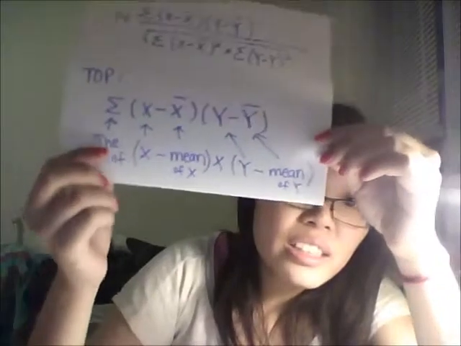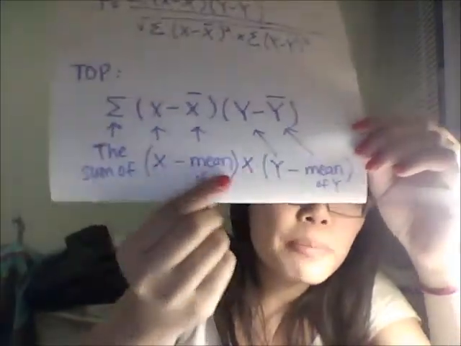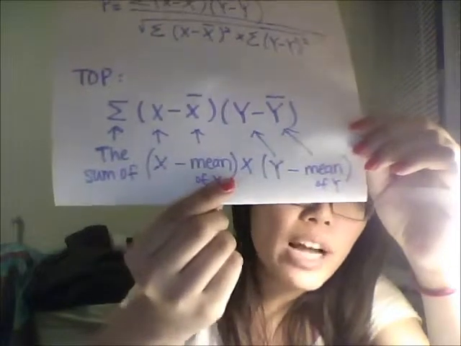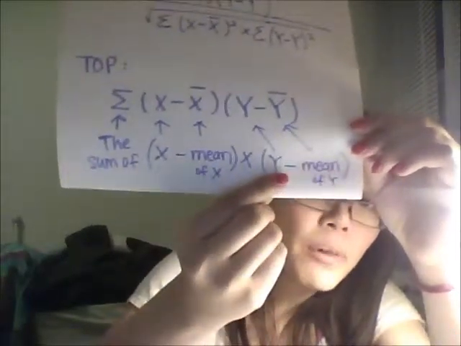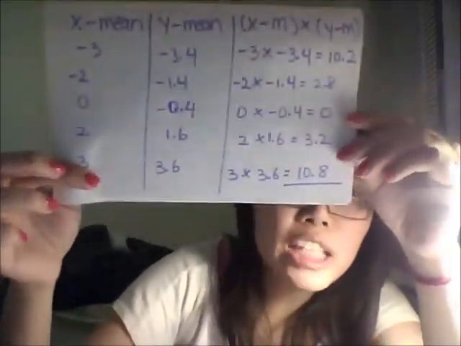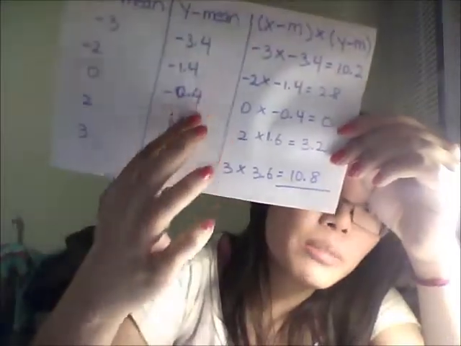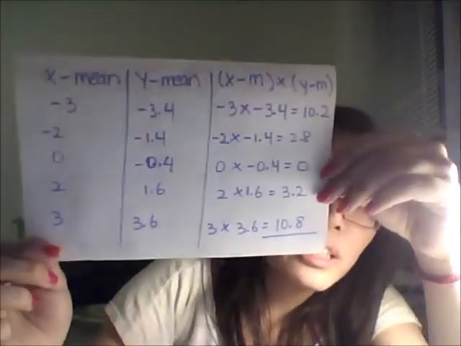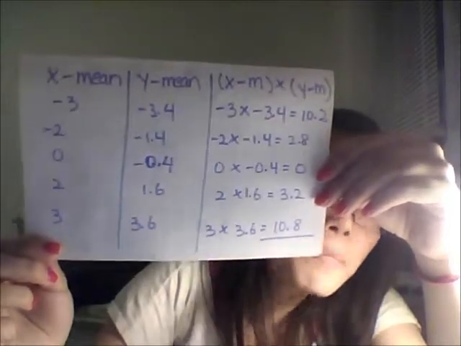Now we're almost done with the top part of the equation. Okay? So we found this part, x minus mean of x. And we found this part, y minus mean of y. So now we have a little multiplication sign here. We will multiply them. So take a moment to copy down the values we found for x minus mean and y minus mean. Here is all the numbers we found for x minus mean, and here's all the numbers we found for y minus mean. So now we'll multiply them for the top part of the equation.